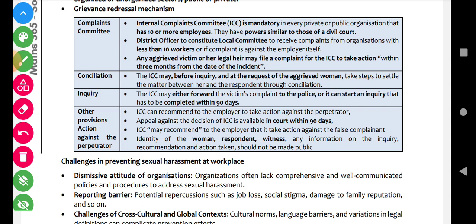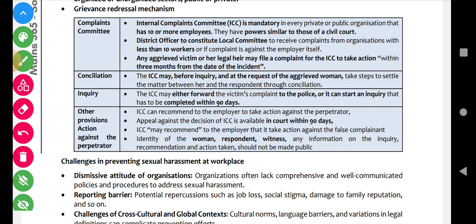Other provisions: action against the perpetrator. The ICC can recommend to the employer to take action against the perpetrator. An appeal against the decision of the ICC is available in court within 90 days. The ICC may also recommend to the employer that it take action against a false complaint. The identity of the woman, respondent, and witnesses, and any information on the inquiry, recommendation and action taken should not be made public.